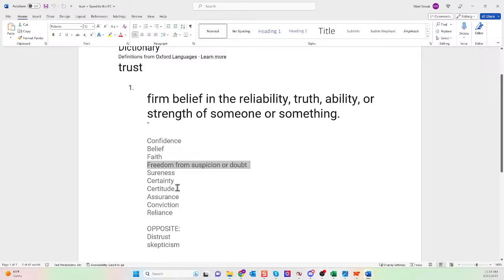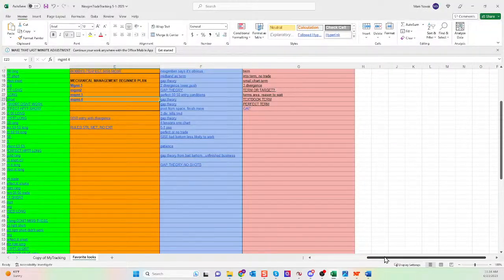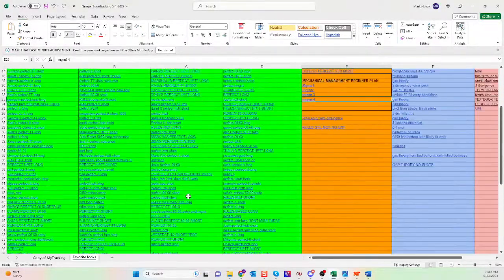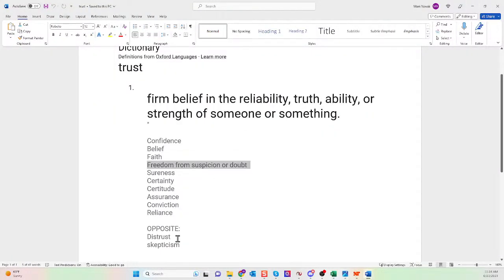Guys, when you take 1,000 pictures, you have trust. When you go through this checklist, this spreadsheet, let me get it back over to the other page. When you go through this spreadsheet, when you look at 250 rules-based entries, you develop trust. You get rid of distrust. You get rid of skepticism. You become confident in the methodology that has been proven by you to win more than it loses, and you take that trade every time it sets up.